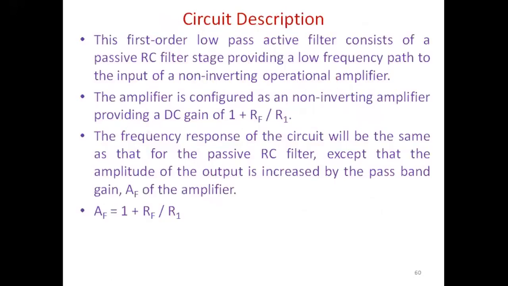So a first order active low pass filter consists of a passive RC filter. These components R and C are called passive components. We are applying the input through the RC network to the positive terminal of the op-amp, so it is called a non-inverting active low pass filter. And the gain of the amplifier is 1 plus RF divided by R1.